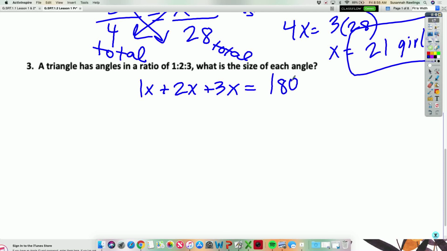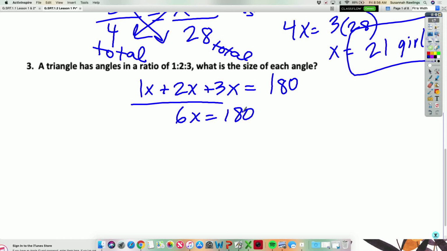Okay, you're not wrong, Aiden. It does, when we combine like terms, yes. We will get what over here, Aiden? That's from algebra 2. Combining like terms? Yeah, that's all we do. That's what we do in here too. Yeah, this is easy. Okay, everyone okay with why we set it equal to 180 here?